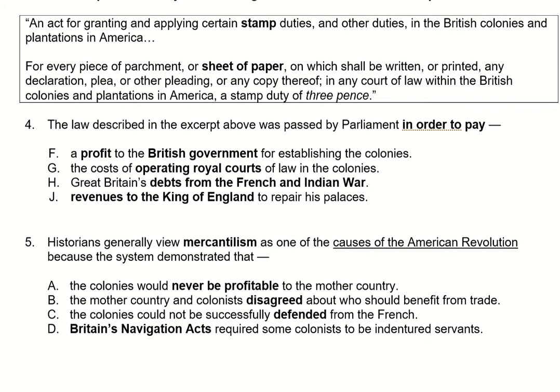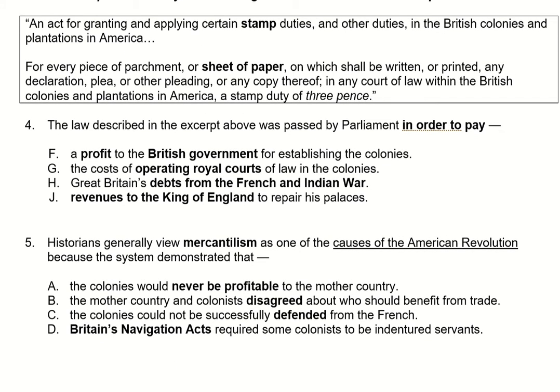Number 5. Historians generally view mercantilism as one of the causes of the American Revolution because the system demonstrated that A. The colonies would never be profitable to the mother country. B. The mother country and colonists disagreed about who should benefit from trade. C. The colonies could not be successfully defended from the French. D. Britain's navigation acts required some colonists to be indentured servants. Pause to choose your answer.